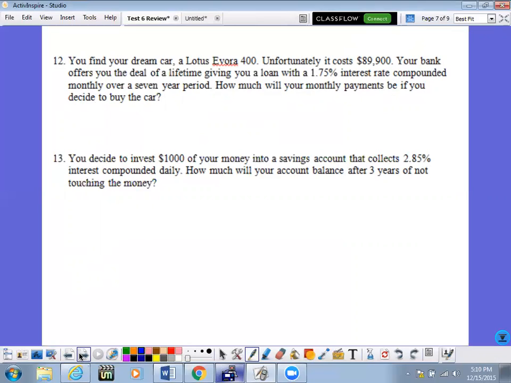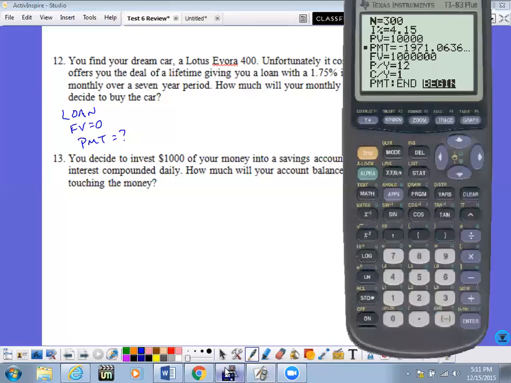So in this case, we're looking at a loan. We know future value is equal to 0, and we're looking for our payments. So in this case, we're going back to our calculator.